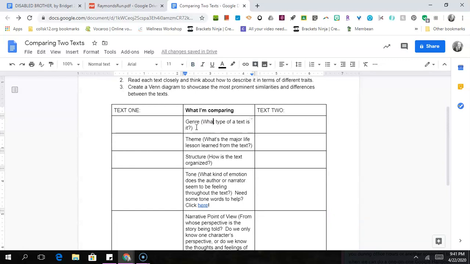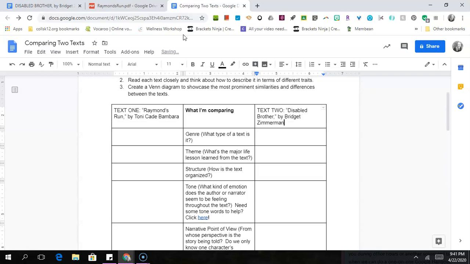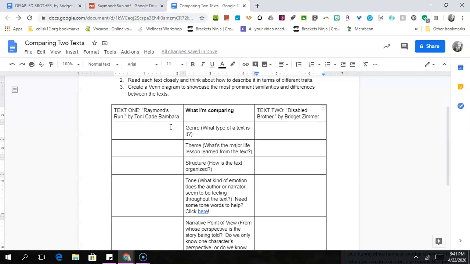And remember, genre is just what type of text is it? Is it a play? Is it a short story? Is it a documentary? Is it a poem? Is it a piece of nonfiction? So our first text, we're going to enter the text names here. So we'll use Raymond's Run as our short story. We'll put it in quotes, Raymond's Run by Toni Cade Bambara. And then we have over here text 2, Disabled Brother by Bridget Zimmer. Okay, so now I've entered the names of our two texts.